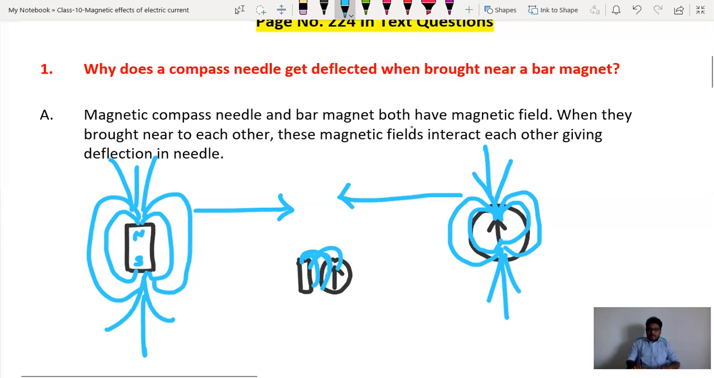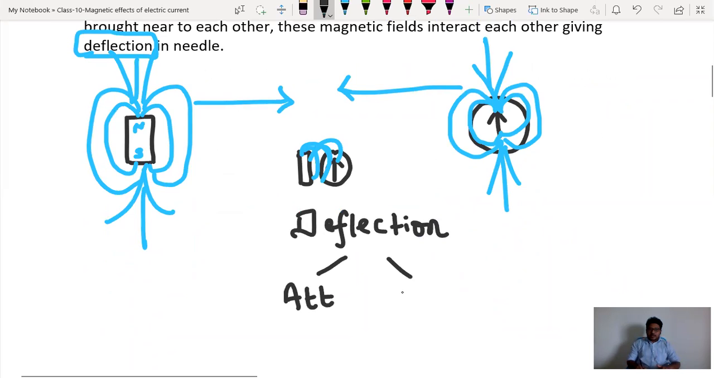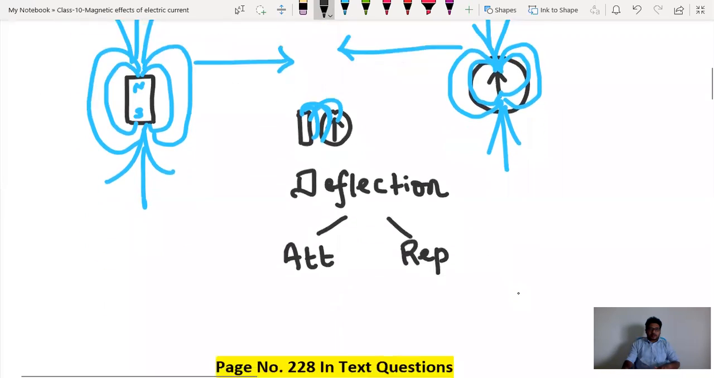So magnetic compass needle and bar magnet both have magnetic field. When they are brought near to each other, these magnetic fields interact with each other. So if they interact, what will happen? There will be deflection in the needle. Whenever you have the word deflection, you can think of two things. First one is attraction. Second one is repulsion. Attraction refers to deflection. Repulsion also refers to deflection. That is a concept you need to understand from that question.